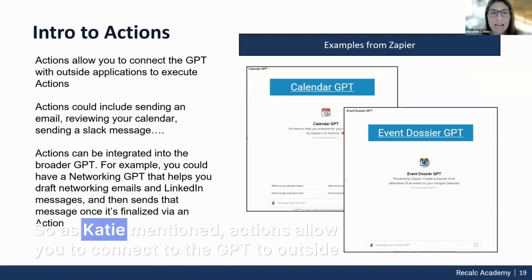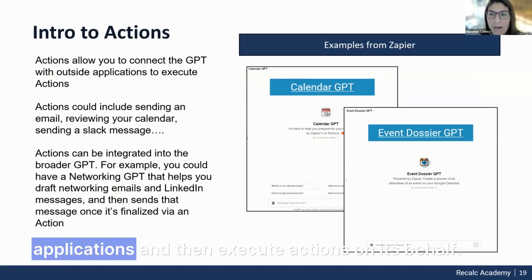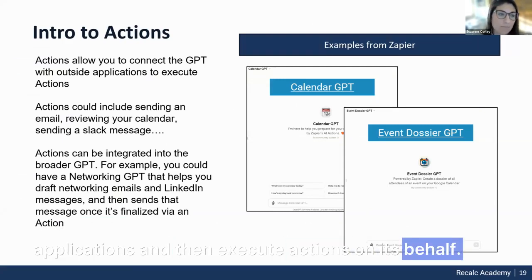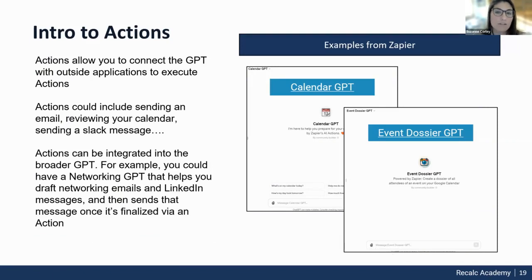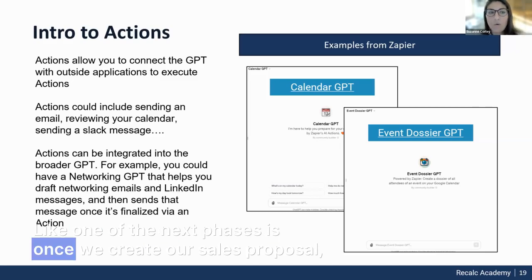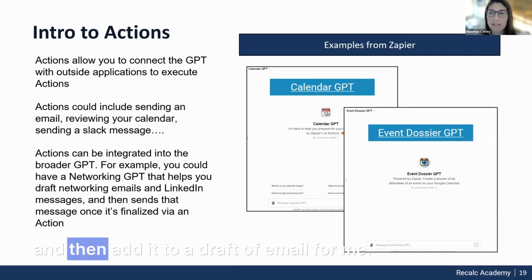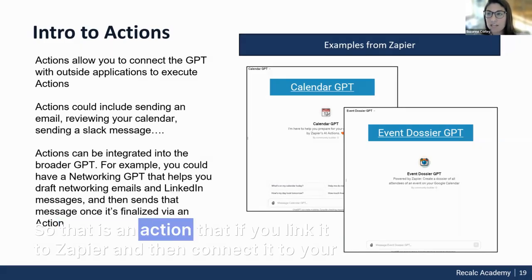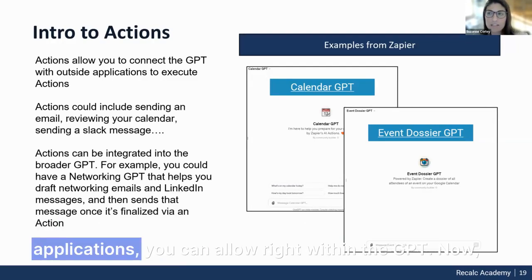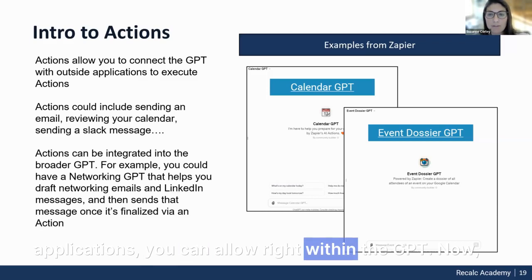So as Katie mentioned, actions allow you to connect the GPT to outside applications and then execute actions on its behalf. We just looked at the proposal architect. One of the next phases is, once we create our sales proposal, can we have the GPT actually just add it to our Google Drive, our company drive, and then add it to a draft email for me? That is an action that, if you link it to Zapier and then connect it to your applications, you can allow right within the GPT.